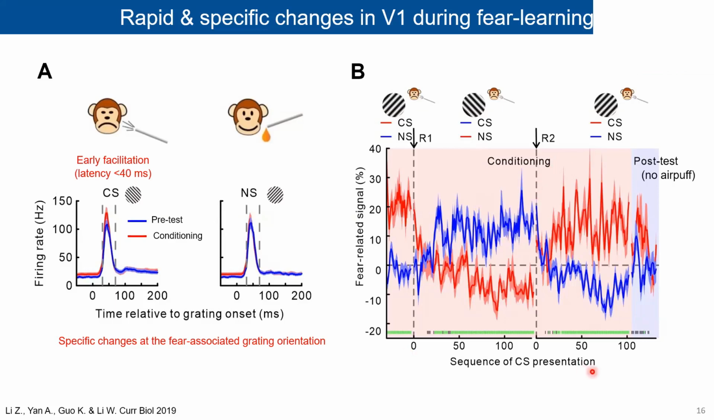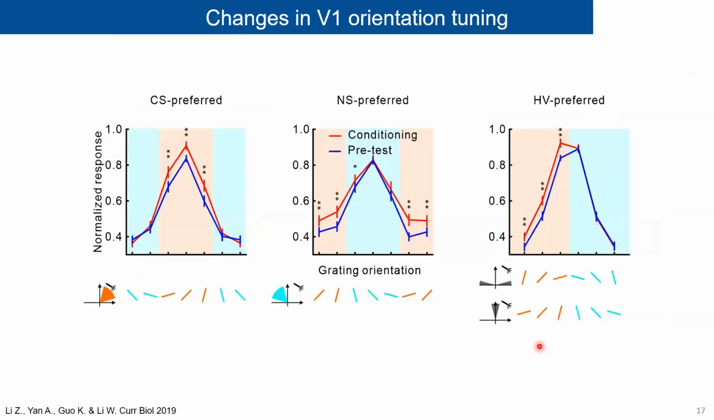So the x-axis indicates the sequence of the CS presentations, which were randomly interleaved with the NS. So after the CS-NS switch, the field-related signals in V1 also reversed. So the orientation tuning curves of V1 neurons were also modified by field conditioning. So we separated V1 neurons into three groups according to their preferred orientations relative to the CS orientation, the LPAF associated orientation. So the left panel shows neurons with preferred orientations centered around the CS orientation.